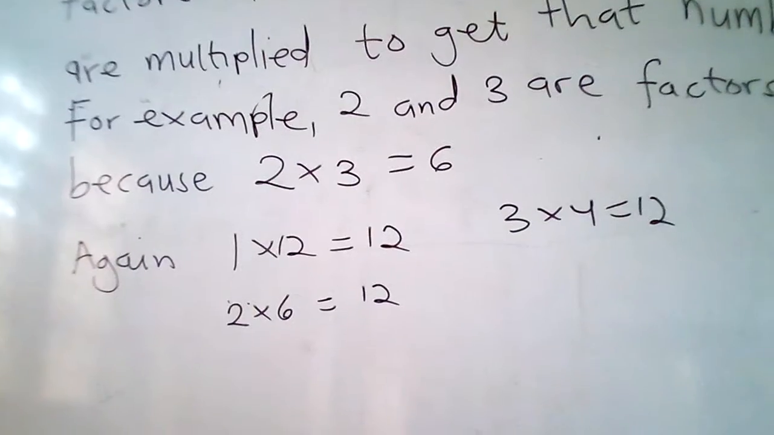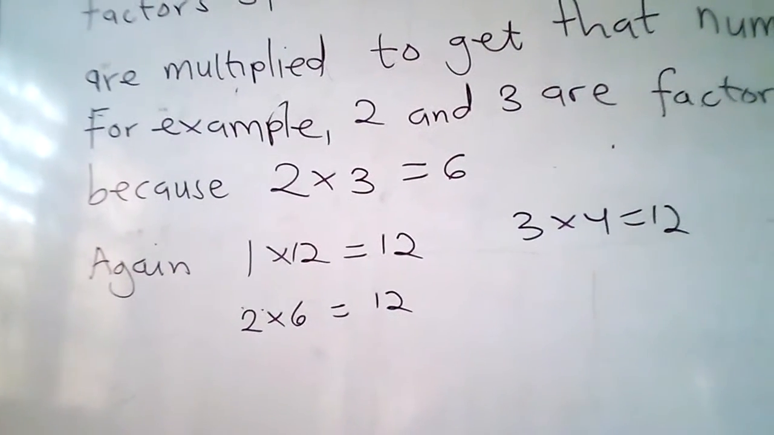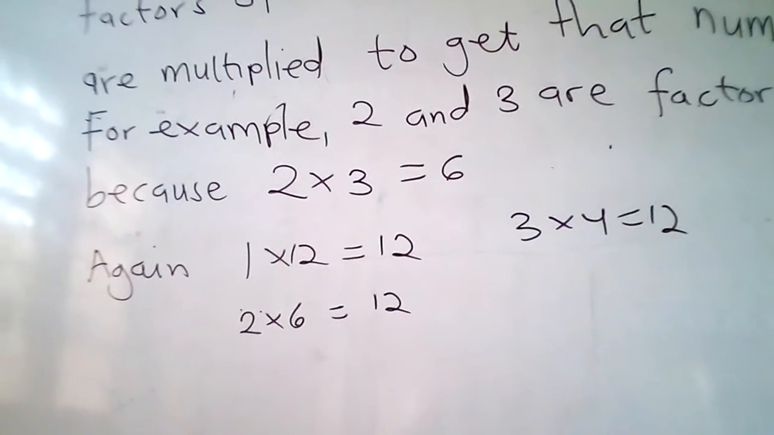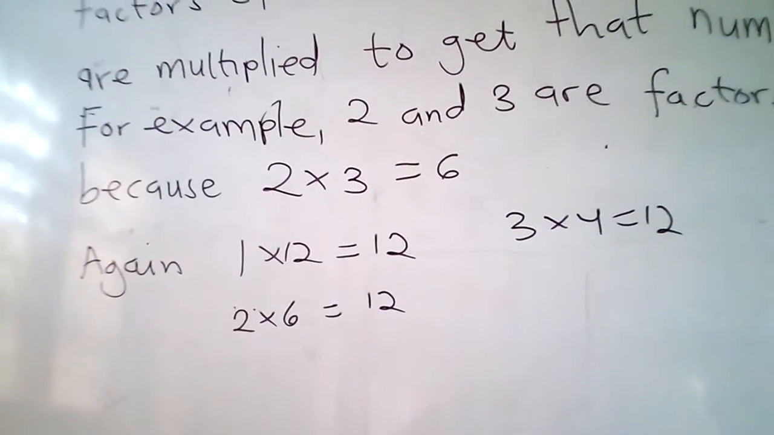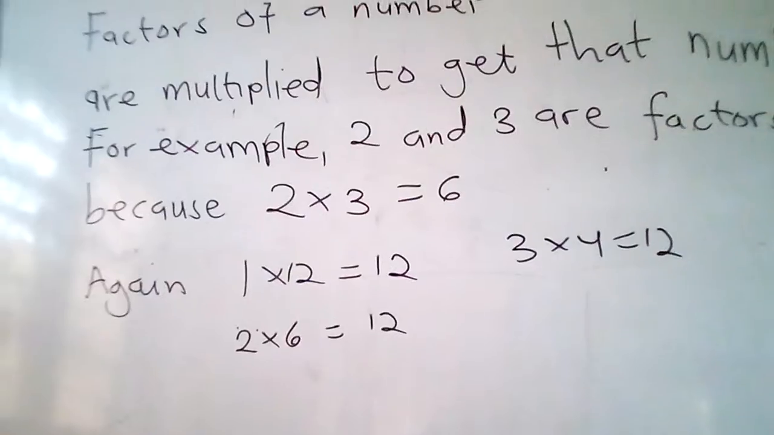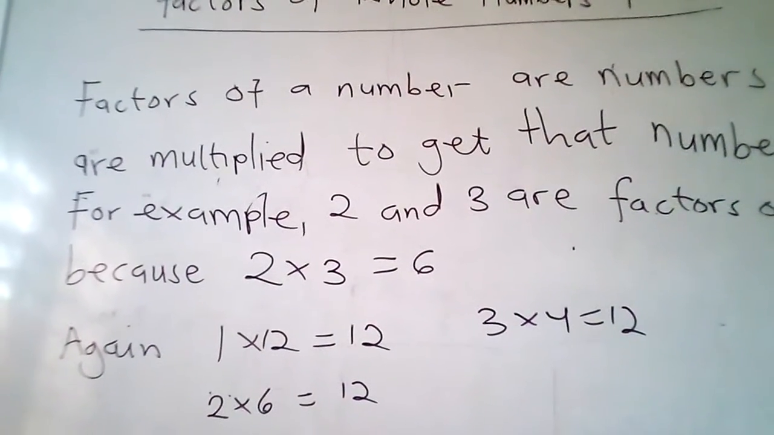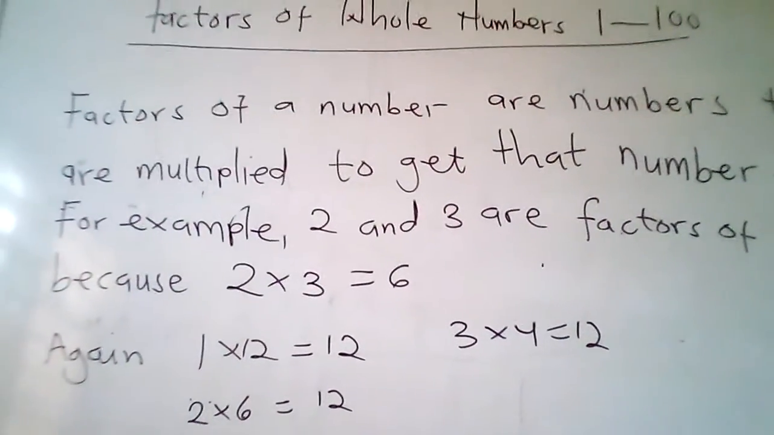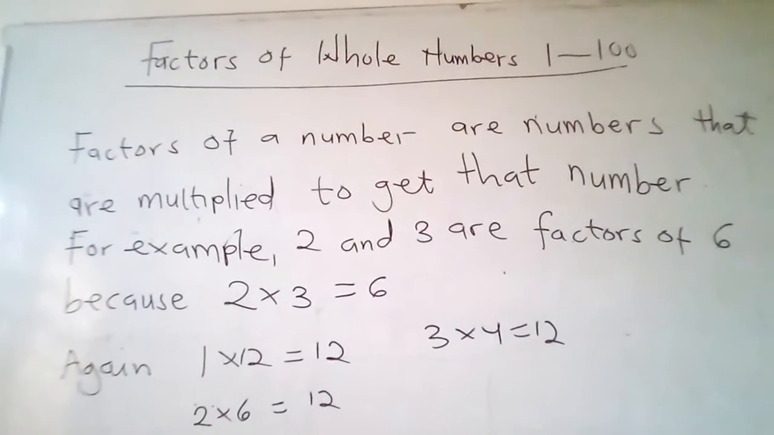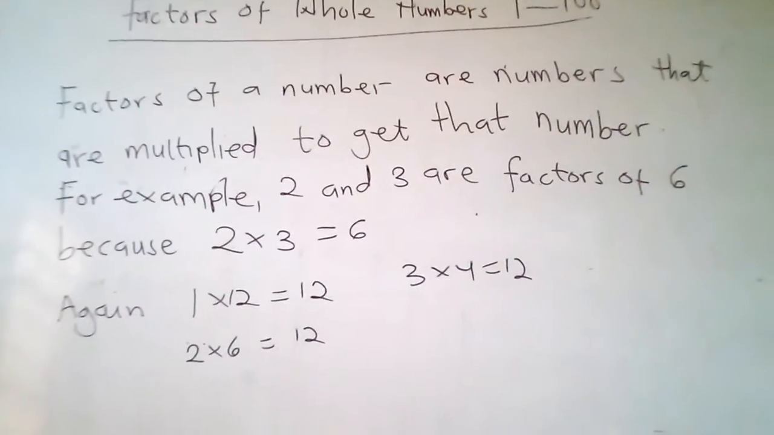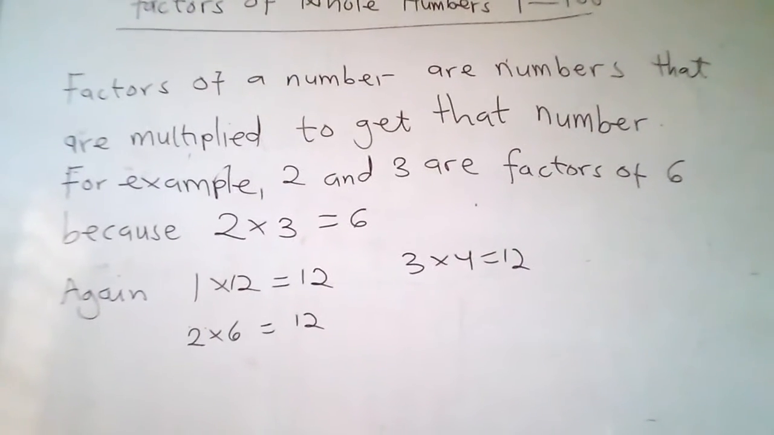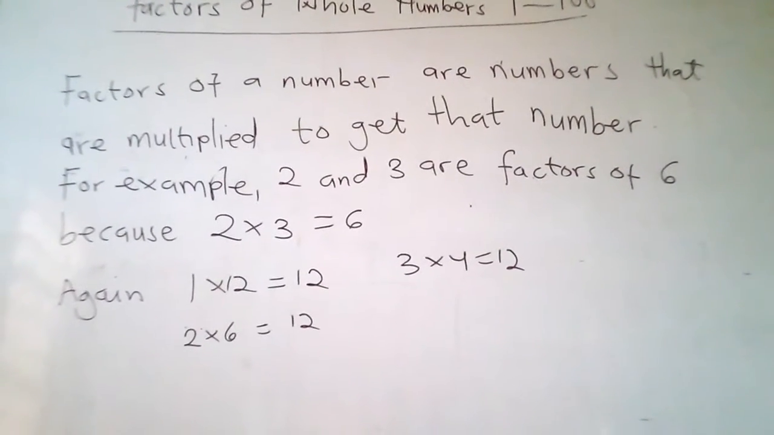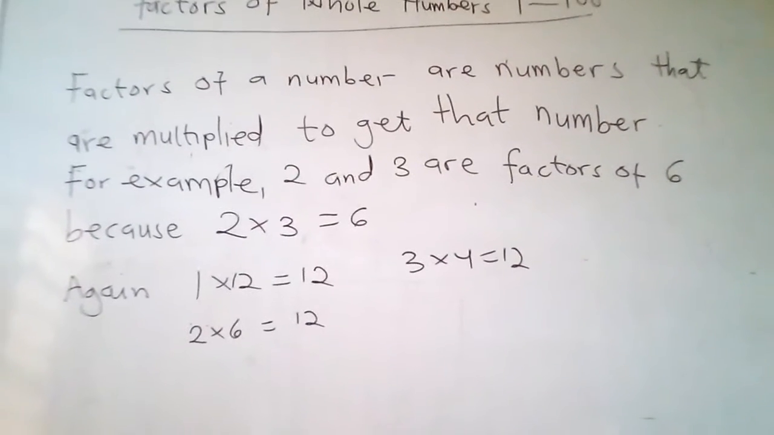Again, let's look at factors of 12. When you multiply 1 by 12, you get 12. 2 by 6, we get 12. And 3 by 4, we get 12. So, factors of a number are numbers that are multiplied to get that number. If you want to find a factor of 12, you must have two numbers that when you multiply them, you get 12. So the pairs are 1 and 12, 2 and 6, 3 and 4.